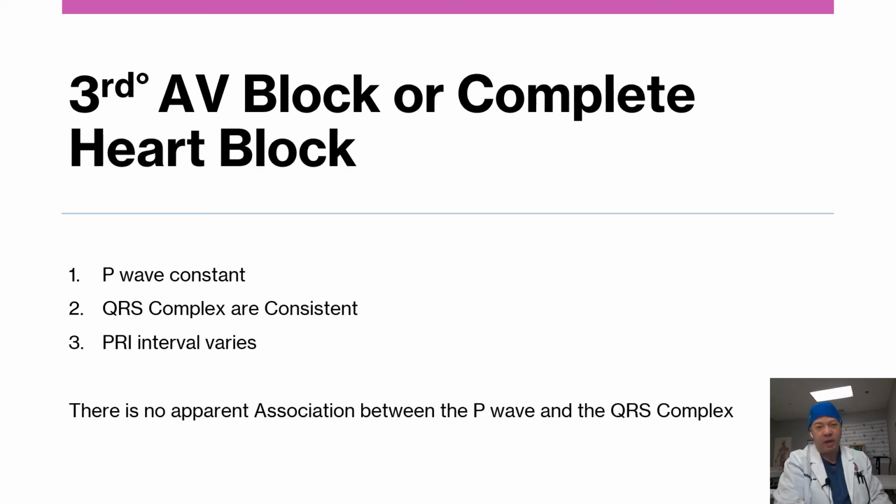In the third degree AV block, or complete heart block, there is no association of the P wave, with the QRS complex, with the T wave, with the PR interval. Everything is dissociated.